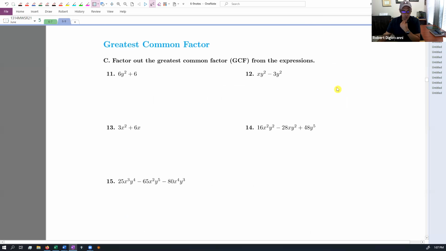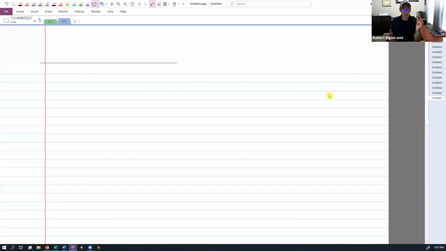Let's move on to our last topic for the day, which is going to be greatest common factor. Now, what I'd like to do is start this by reminding you that you've already learned how to distribute, right? We've done it several times. When we distribute something like 2 times x minus 5, we're just multiplying the 2 through, and we're getting 2x minus 10.